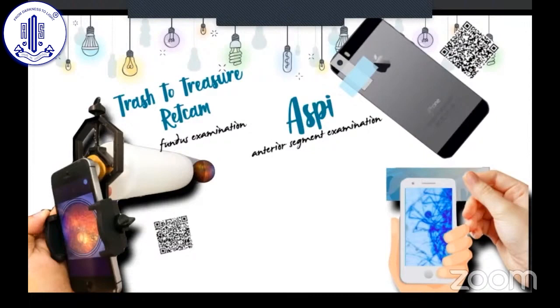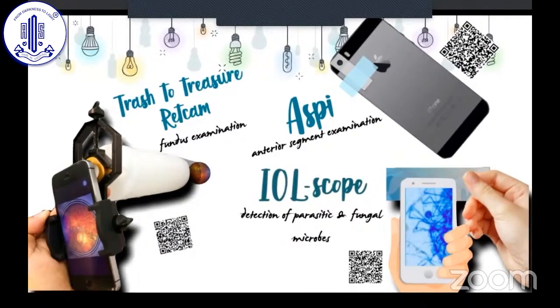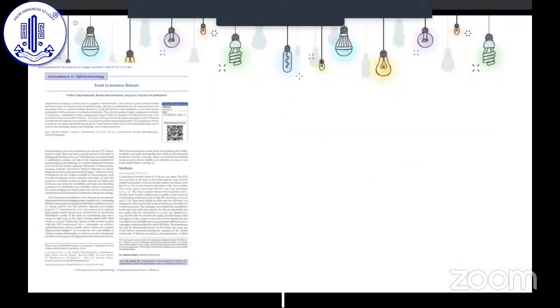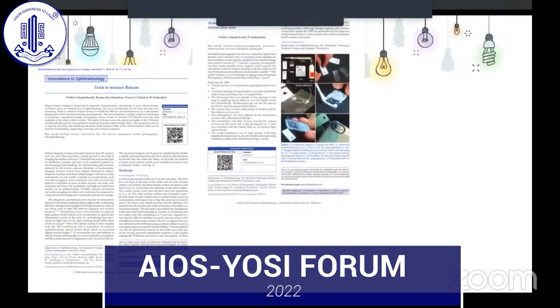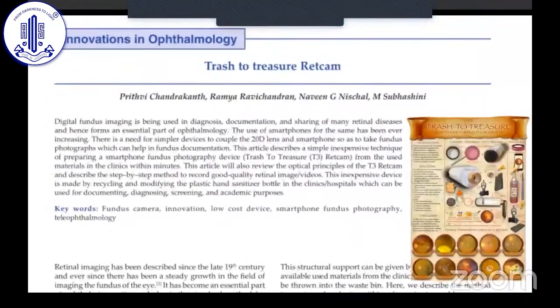Those are trash to treasure red cam, anti-segment photography with intraocular lens, and IOL scope. All these instruments were then published in the Indian Journal of Ophthalmology in the section of innovation, which would help others make it and use it for ophthalmic imaging.